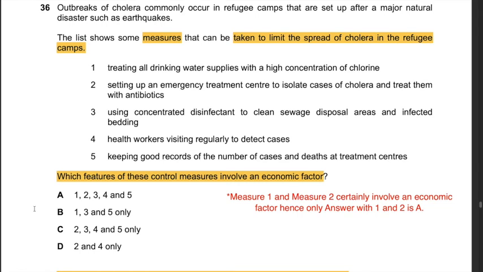Therefore, since only A and B have 1, the correct answer must be between A and B. If we go to measure 2, setting up an emergency treatment center to isolate cases of cholera and treat them with antibiotics, setting up an emergency treatment center again involves a cost, therefore it again involves an economic factor. Since measure 1 and measure 2 certainly involve an economic factor, the only answer with 1 and 2 is A, hence the answer should be A.